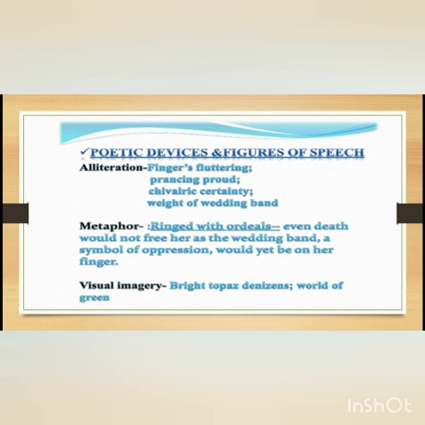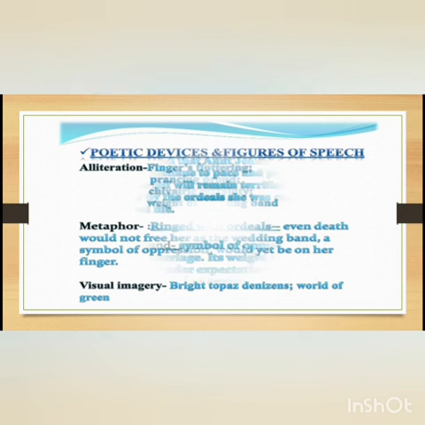Moving on to the next one, which is visual imagery. So, imagery is visually descriptive figurative language. You can see images like bright topaz, which is showing the bright yellow color, and world of green. You can imagine the greenery of the forest. Let us look at the next poetic device.